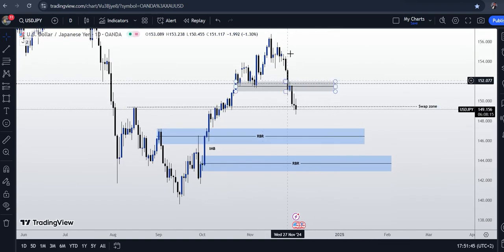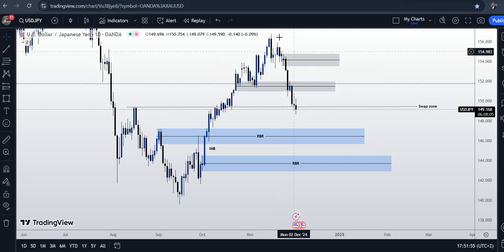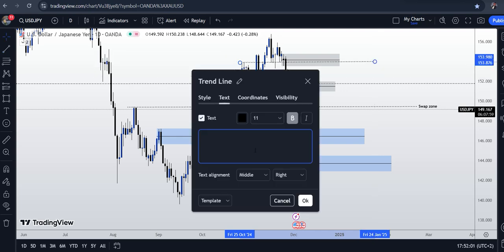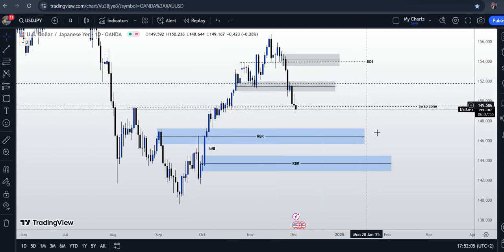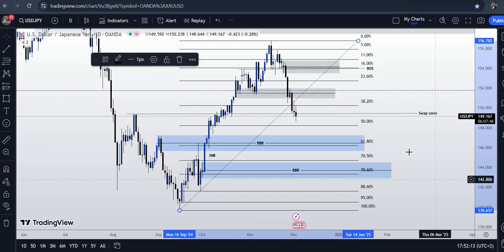But before I finish off with this setup, I'm going to identify other key levels. There's a beautiful drop-base-drop in line with a break of structure. Then I'm also going to open my Fibonacci tool, trying to see where we are. Okay, so this is where we are.